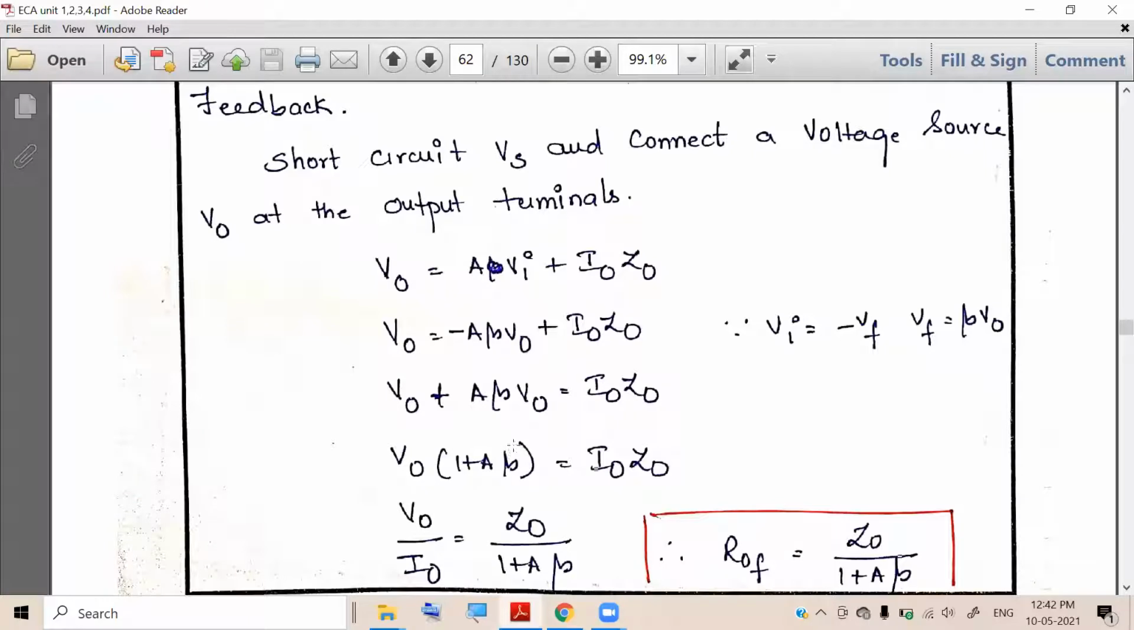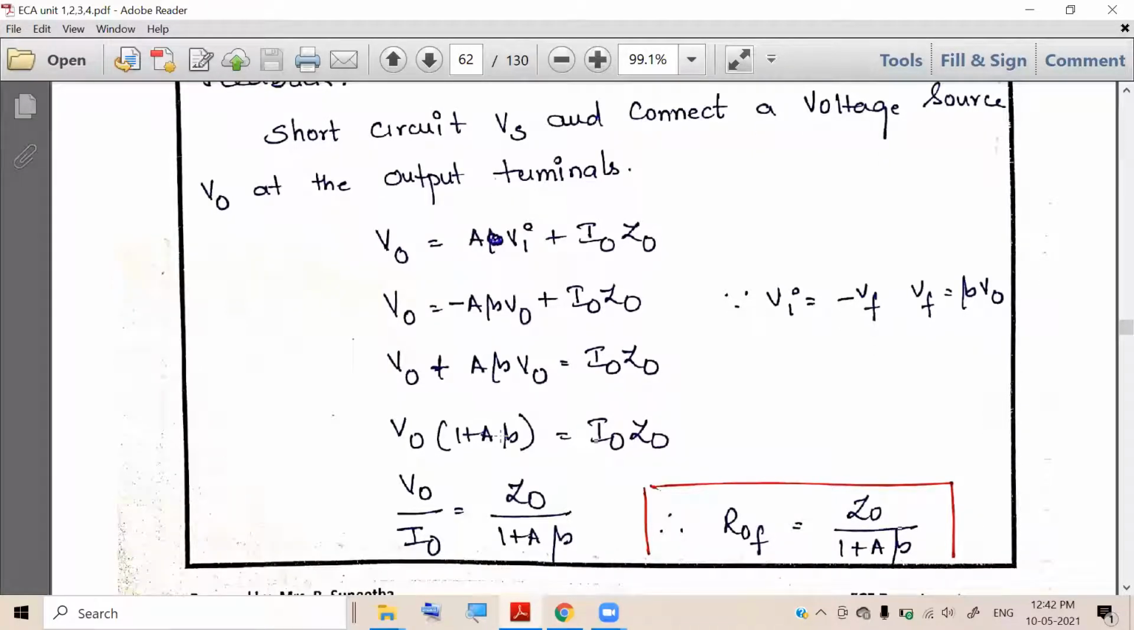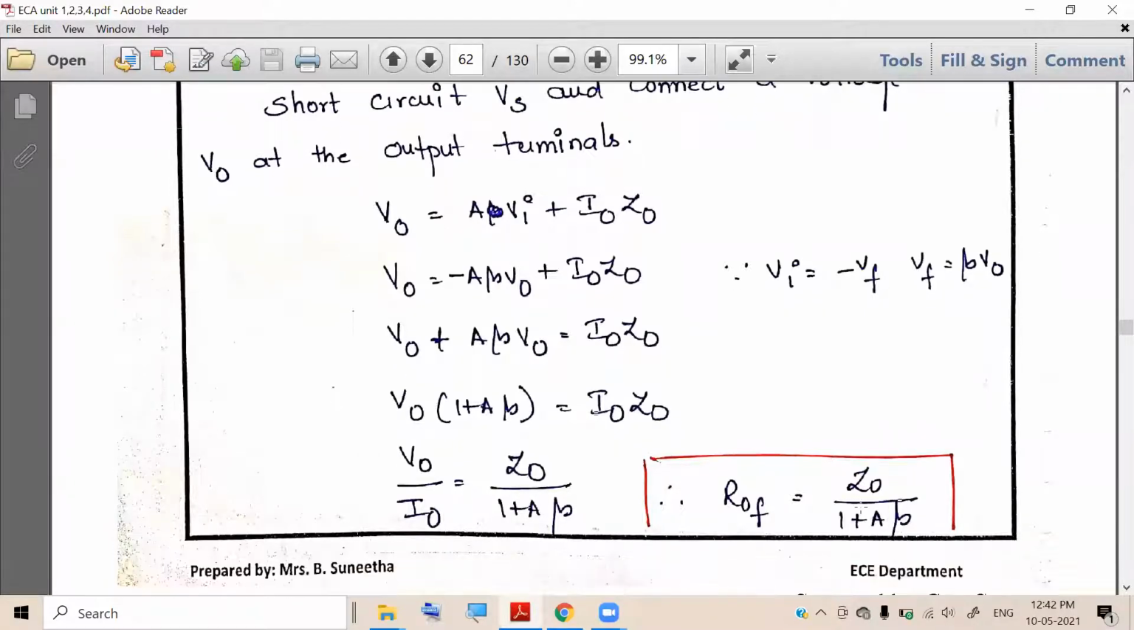So any doubts so far? Yes, students, any doubts? Students, any doubts? No, sir. Okay, fine. So what is happening with feedback? The output impedance is decreasing by a factor of 1 plus A beta.